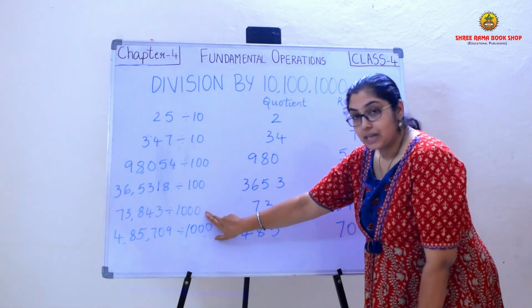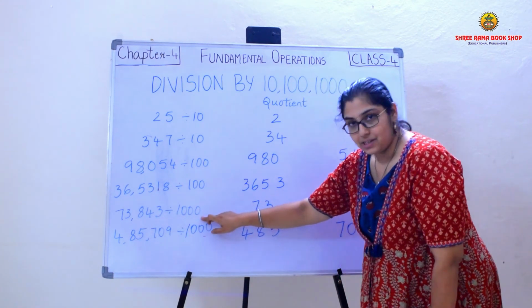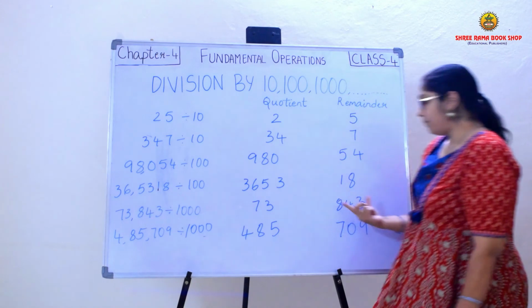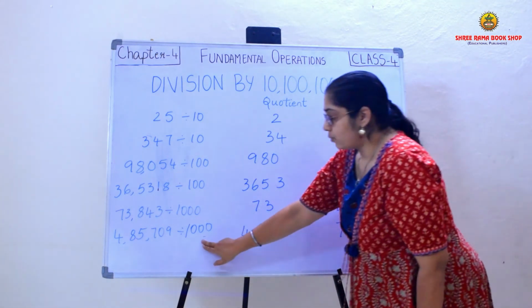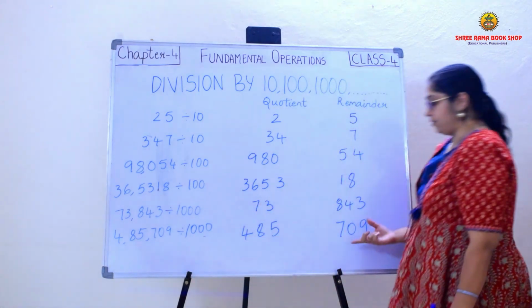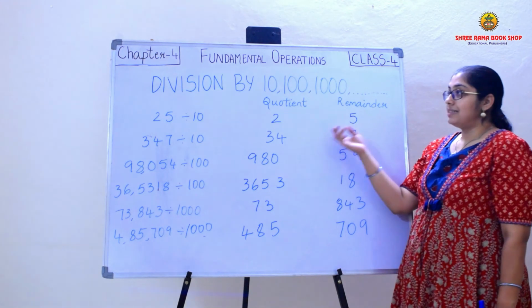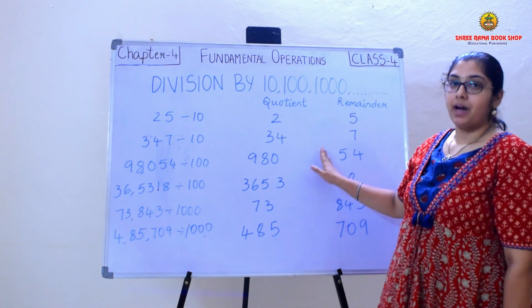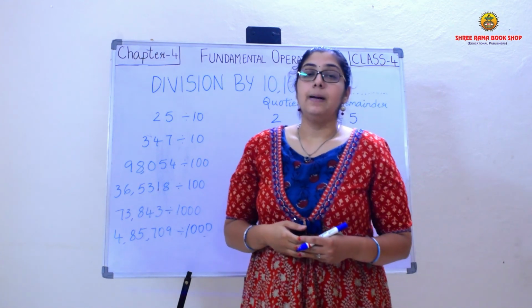Now, when it comes to 1000, I am taking the last three digits because I have 3 zeros. So 843 is the remainder and the remaining number is the quotient. Then in the last one also, 709 is the remainder and the remaining numbers are the quotient. Children, this is how you divide by 10, 100 and 1000. There is an exercise related to this in your textbook. Please do it.